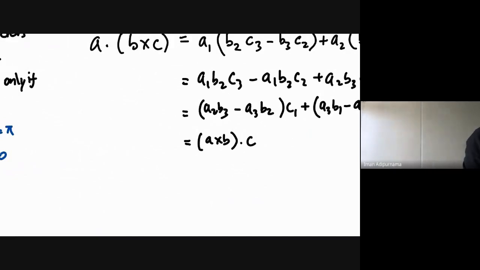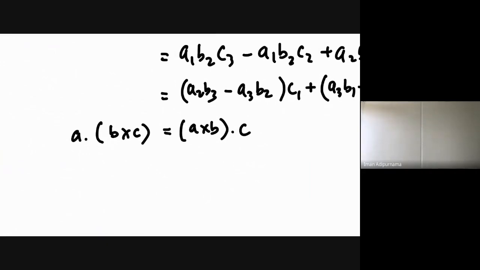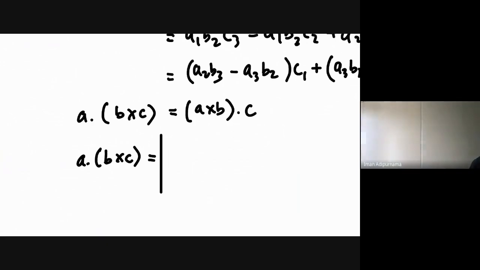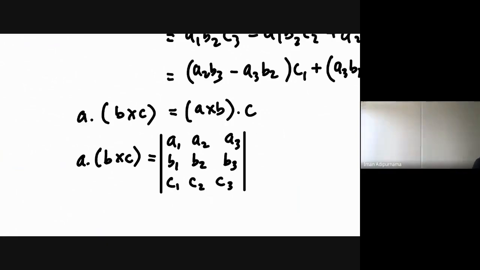Now this is becoming the A cross B and then dot C. So we confirm that A dot B cross C is equal to A cross B and then dot C. Now we can also write the term A dot B cross C in terms of the determinant, the triple product determinant. So this is A1, A2, A3.